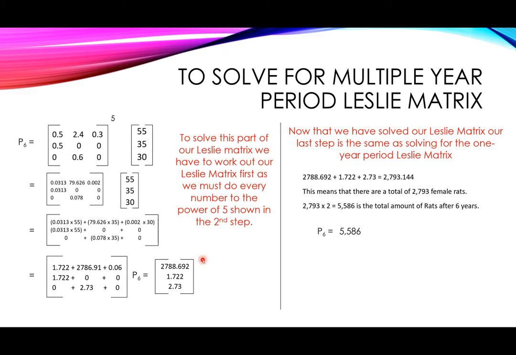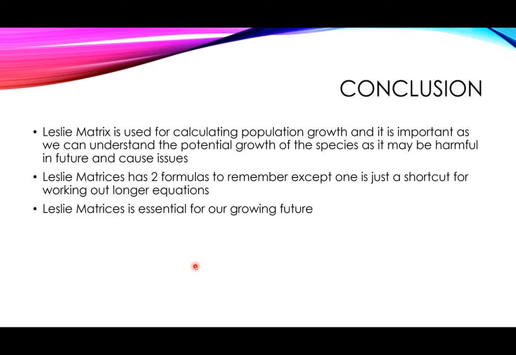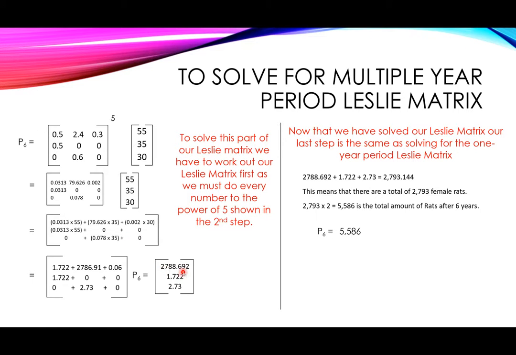The important step here is to notice this number here, that we've got an absurd amount of younger rats, and we need to bring that back to the fact, from the start, that the Leslie matrix is so important for younger age groups to understand, because calculating population growth is important as we can understand the potential growth of the species as it may be harmful in the future and cause issues, which is what comes in here.